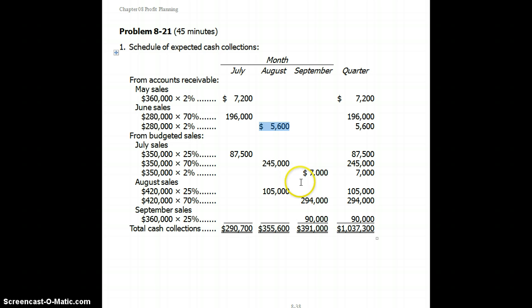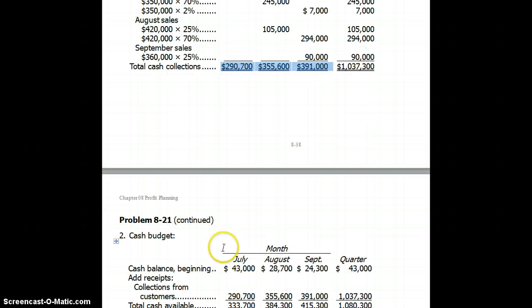For the month of September, we're going to collect that 25% of September sales, 25% of 360 being $90,000. For August, we're going to collect 70% of the 420, or $294,000. We're then also going to collect the final 2% of July, or $7,000. We add up each of the columns. We can also add across. All told, for the quarter, we'll collect $1,037,300. This is very important, the totals for each of the 3 months, because we will then drop this figure right into our cash budget.